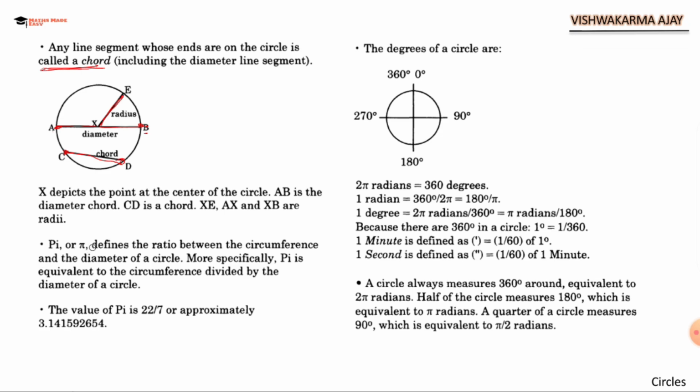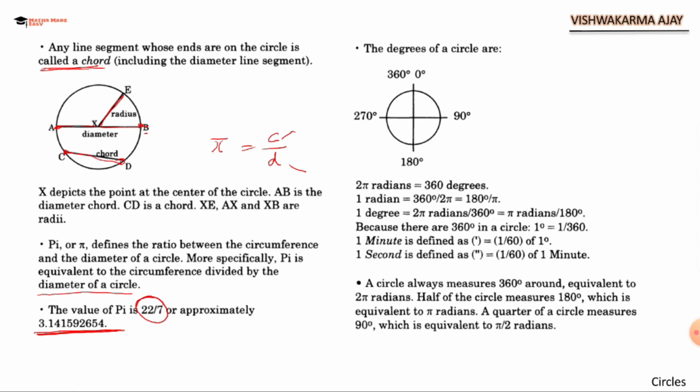Pi defines the ratio between circumference and diameter of a circle. Pi is equivalent to the circumference divided by diameter of a circle. The value of pi is 22/7 or approximately 3.1415.